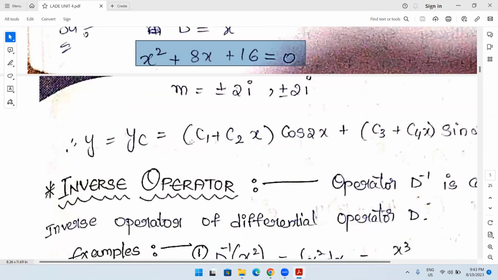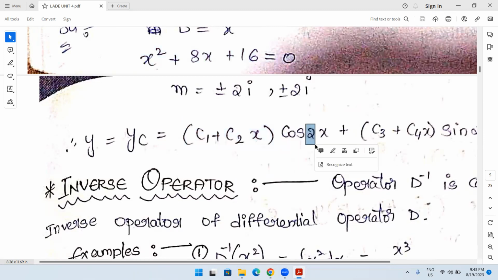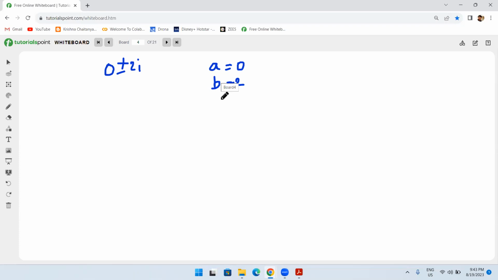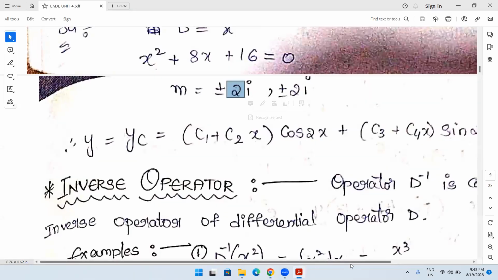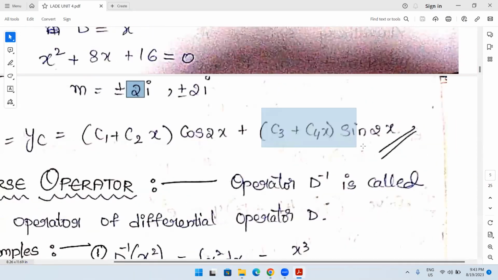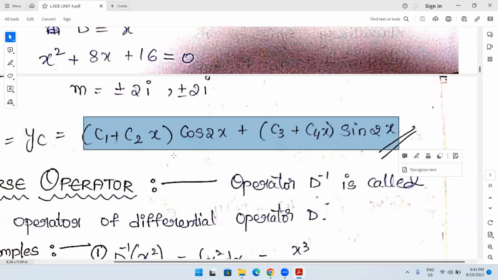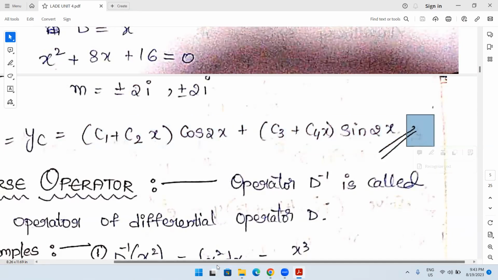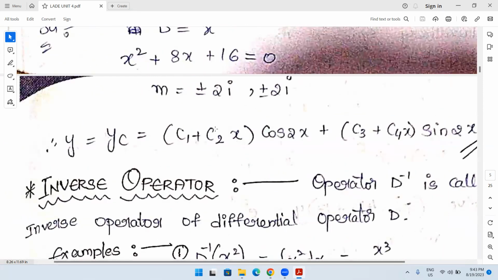Simply, C1 plus C2x into cos bx. What is b value? 2, the imaginary part. Next, plus C3 plus C4x into sin bx. What is b value? 2. So bx whole into e power 0x. What is e power 0x? 1. That's why I have not written the exponential form. So no need to write it if the real part is not there.